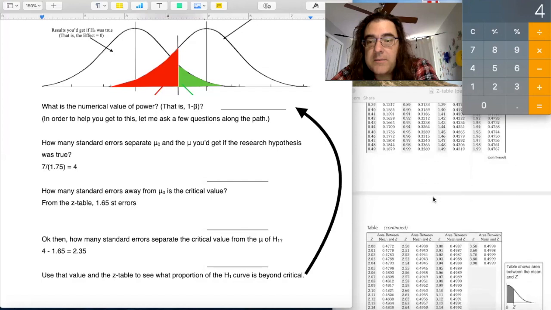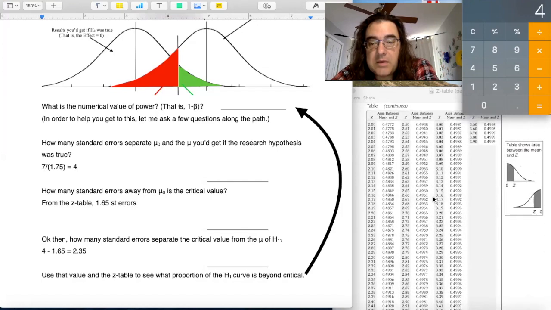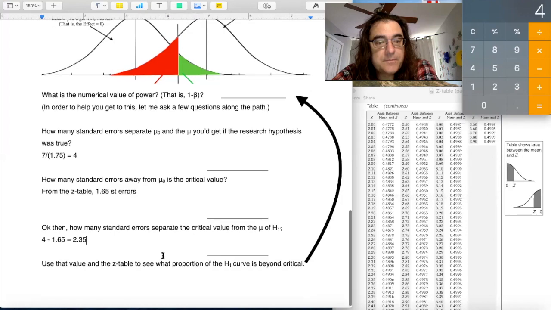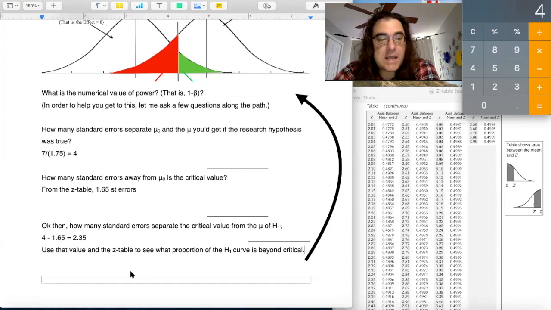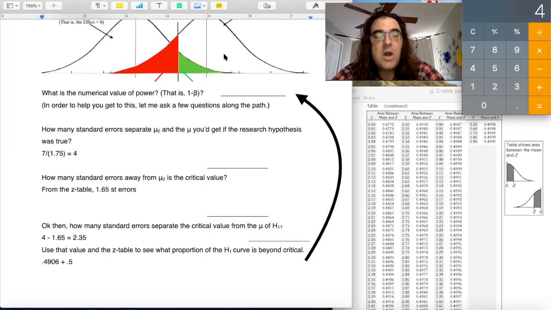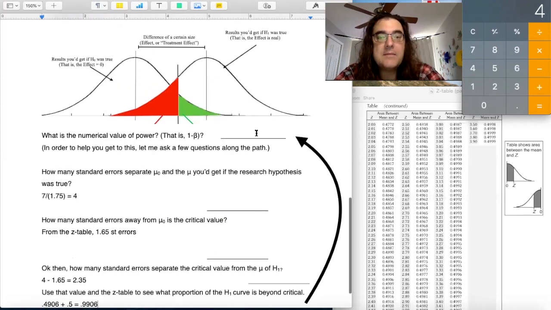So let's take a look. I have to go to the second page of the Z table here. Okay, so 2.35. All right, that is 0.4906. So, give myself some extra room here. From the Z table, 0.4906 area plus 0.5 for the other half here will give us this entire area that is to the right of the critical value and still under the alternative hypothesis curve. So that is, of course, 0.9906. That, ladies and gentlemen, is power for this particular setup.